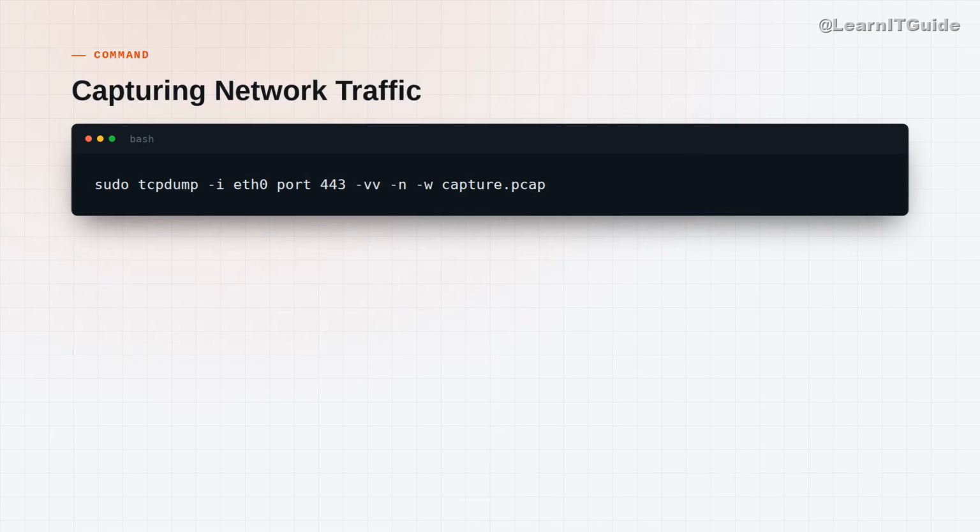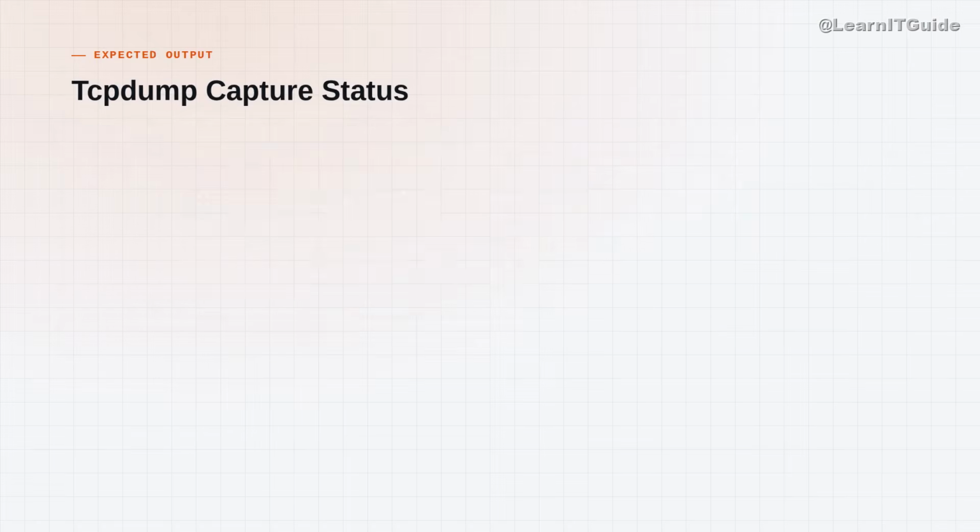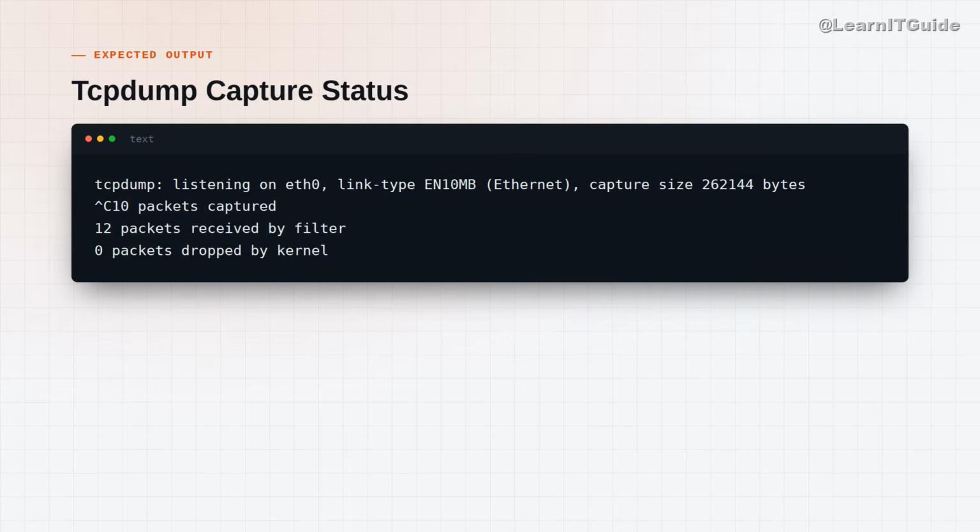Now let us move to deep inspection. Tcpdump is the gold standard for packet capture. Here, we specify the interface, the port, and use the -v flag for verbose output. The -w flag saves the capture to a file so you can analyze it in Wireshark later. This is how you confirm if traffic is actually hitting your server or being blocked by a firewall. This is what success looks like.